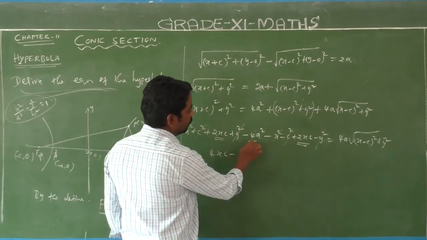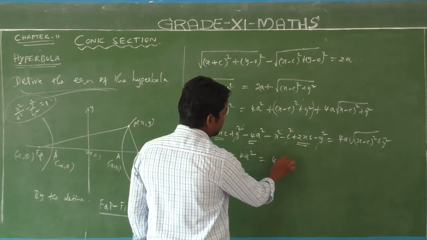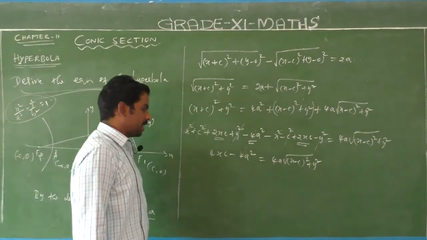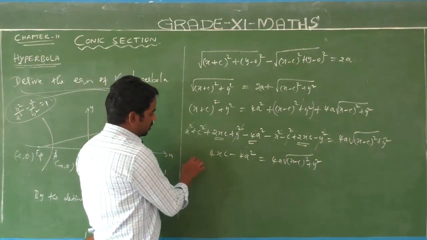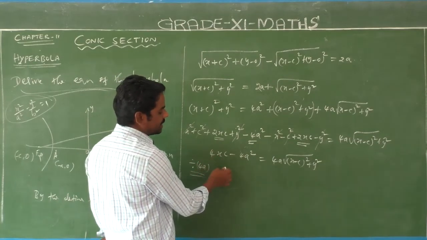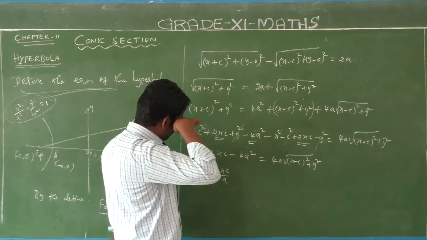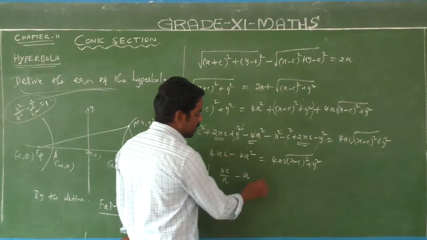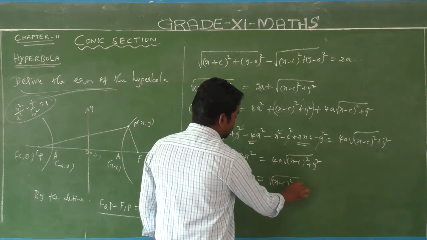4xc minus 4a square is equal to 4a into root of (x minus c) the whole square plus y square. So divided by 4a on both sides, which implies 4xc divided by 4a is xc by a, minus 4a squared divided by 4a is a, is equal to, 4a by 4a cancel, remaining root of (x minus c) the whole square plus y square.